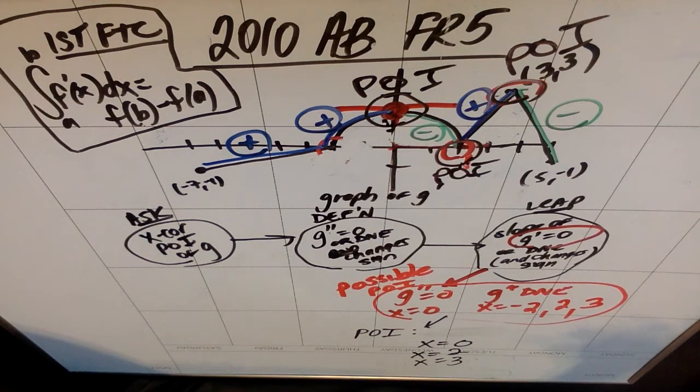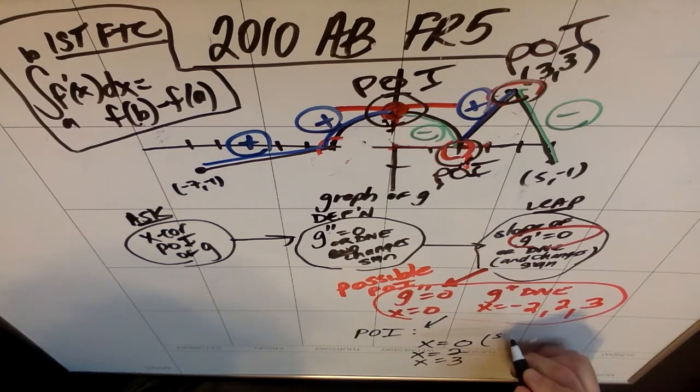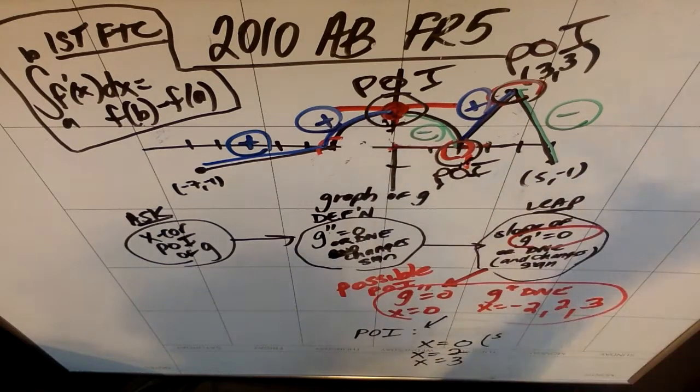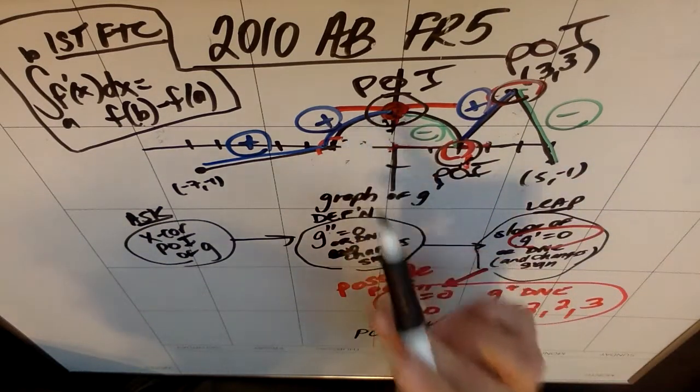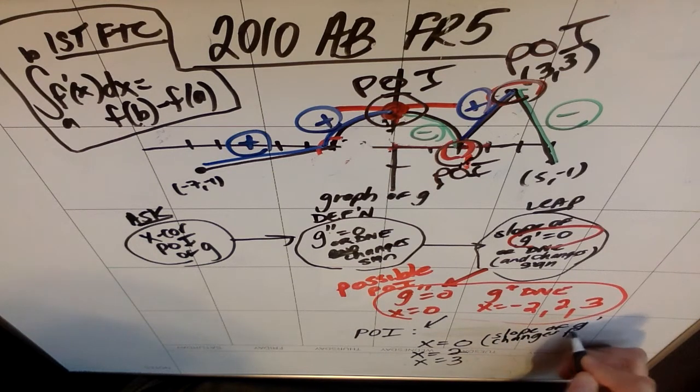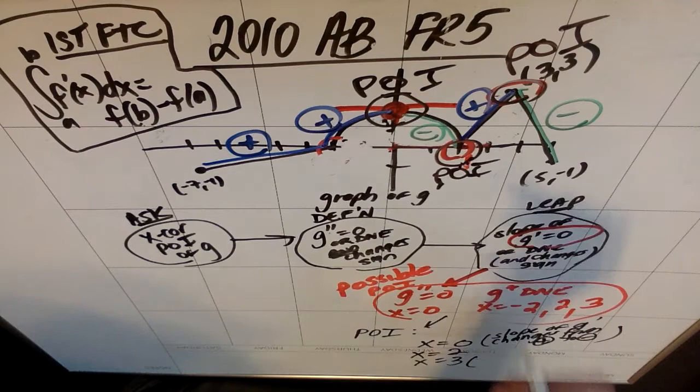Now, why? Because you're asked to justify your answer or explain your reasoning. My reason is, at x equals 0, you could either say the slope of g prime changes from positive to negative, or you could say g prime changes from increasing to decreasing. So I'm going to say the slope of g prime changes from positive to negative. For 2, I'm also going to give the same explanation for the third one, because the third one at 3 is positive to negative. So again, slope of g prime changes from positive to negative.